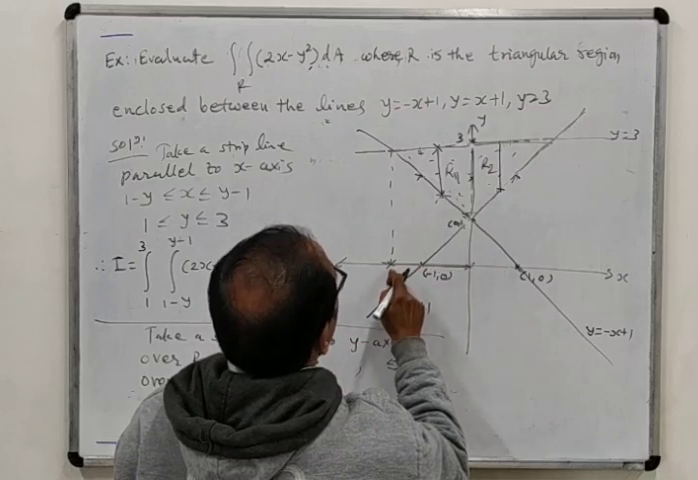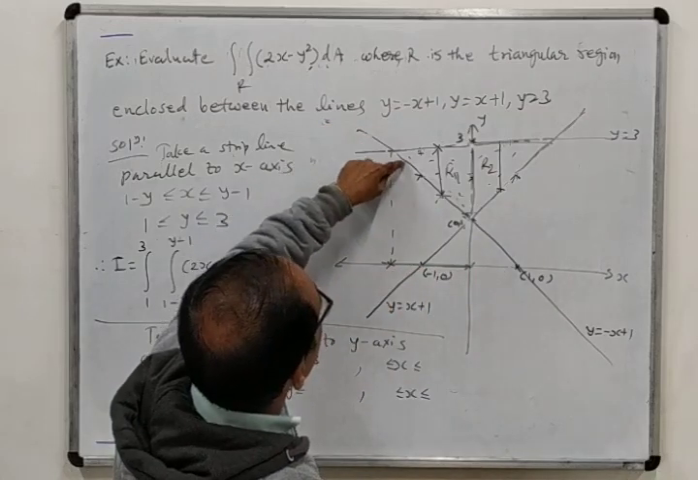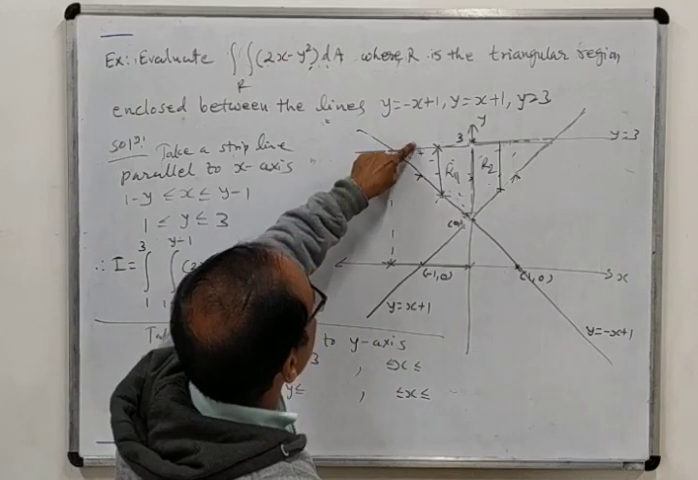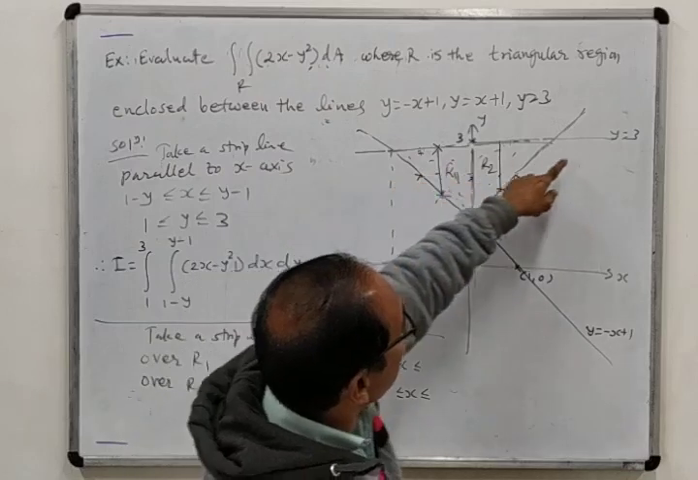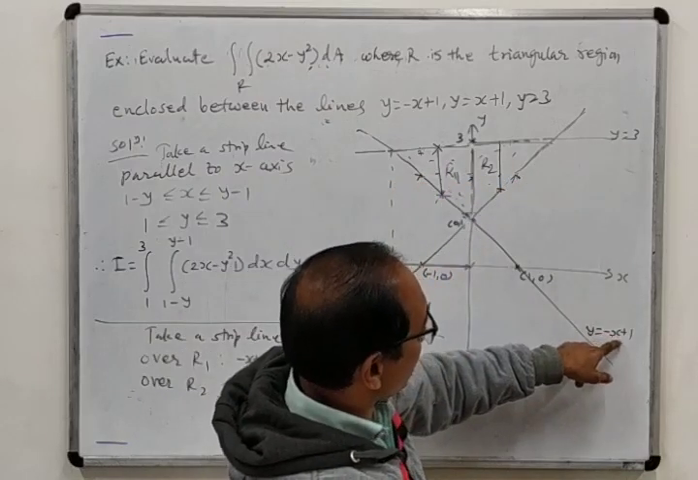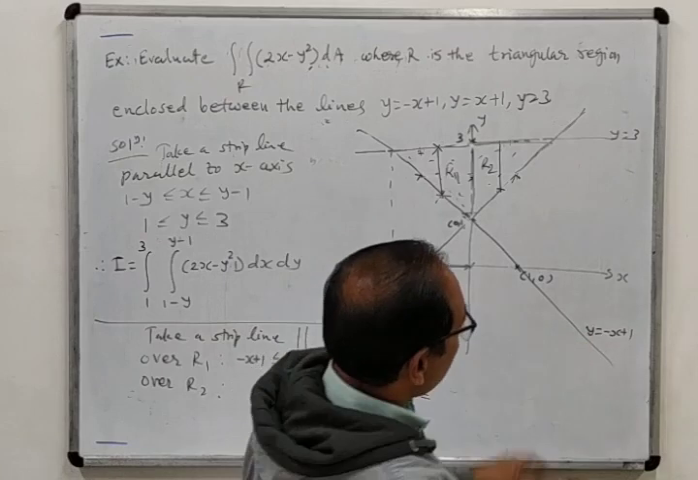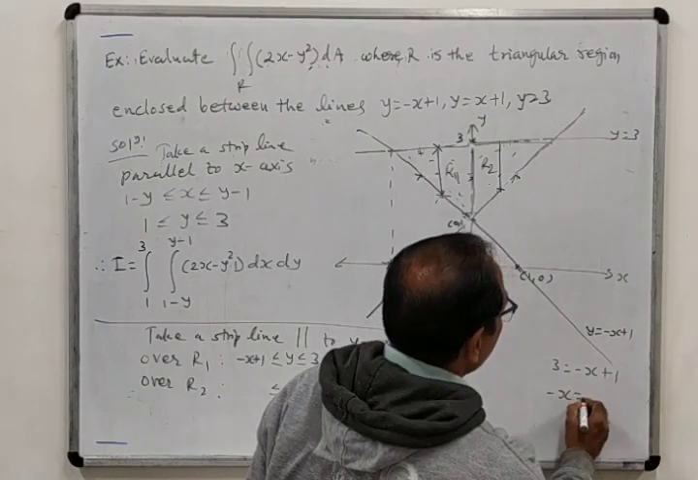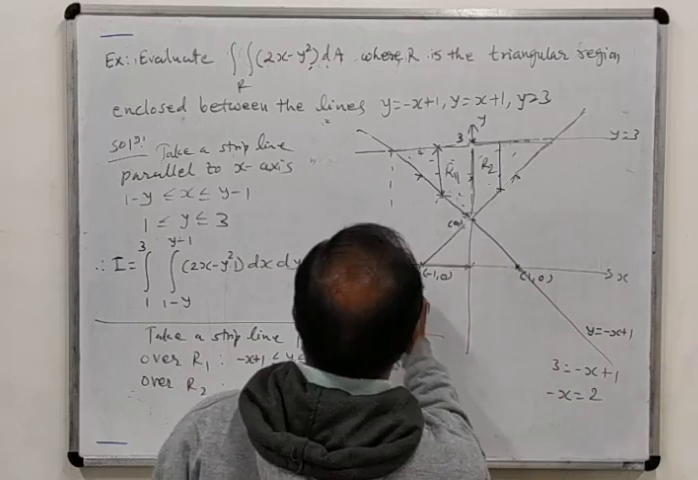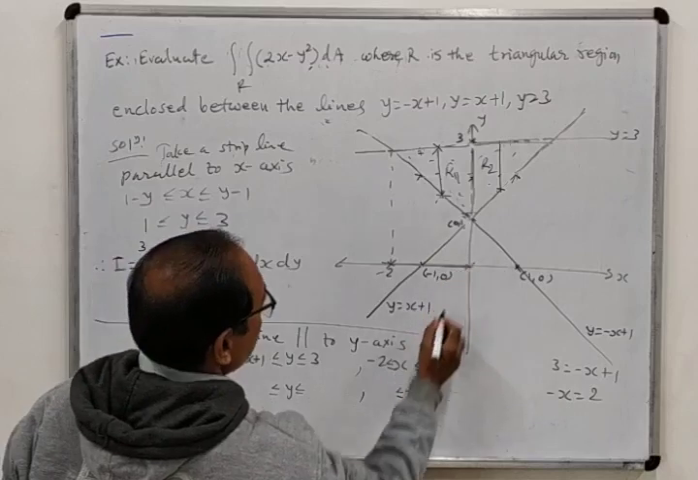So here, what is x? For that we will have to solve these two curves. That means this, it is the intersection of this straight line and this straight line. That means y equal to 3 and y equal to minus x plus 1. So if we put here y equal to 3, we get 3 equal to minus x plus 1. So minus x equal to 3 minus 1, that means 2. So x equal to minus 2. So here x is minus 2 and here x is 0.